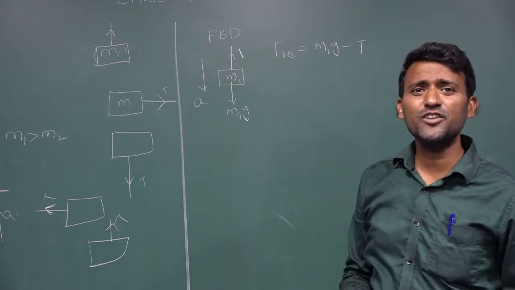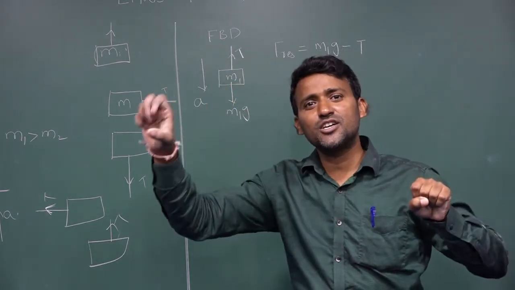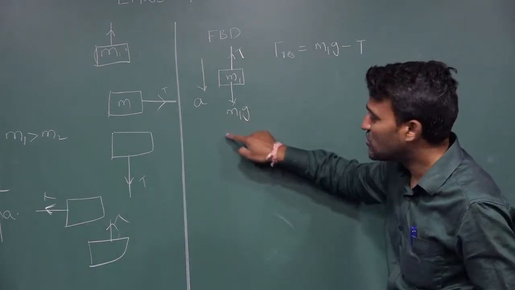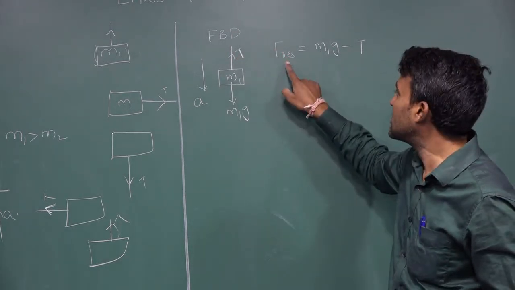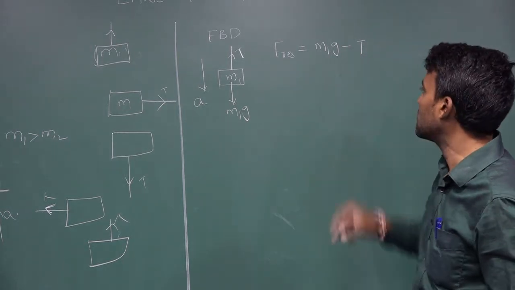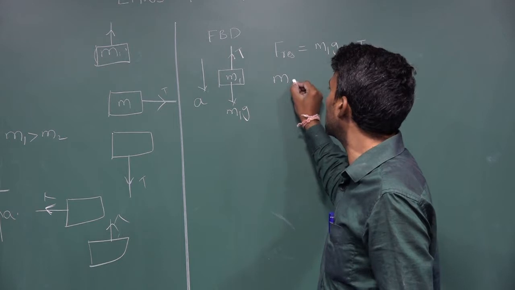So the resultant force is equal to greater force minus lesser force. In this situation, downward force is the greater force and upward force is the lesser force. So resultant force is equal to downward force minus upward force. What does Newton's second law say? F is equal to ma.